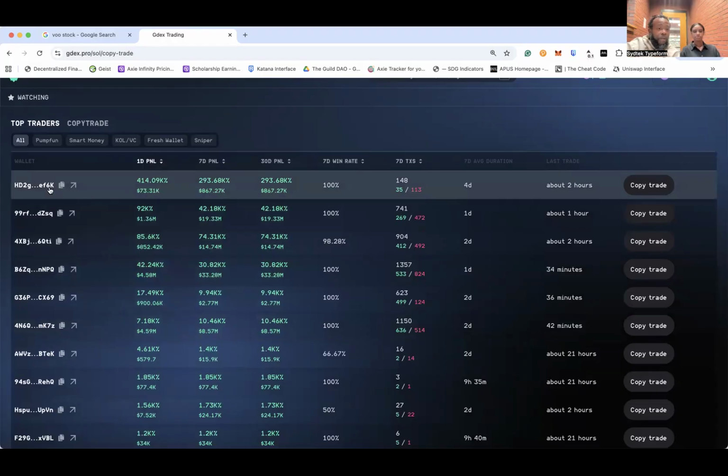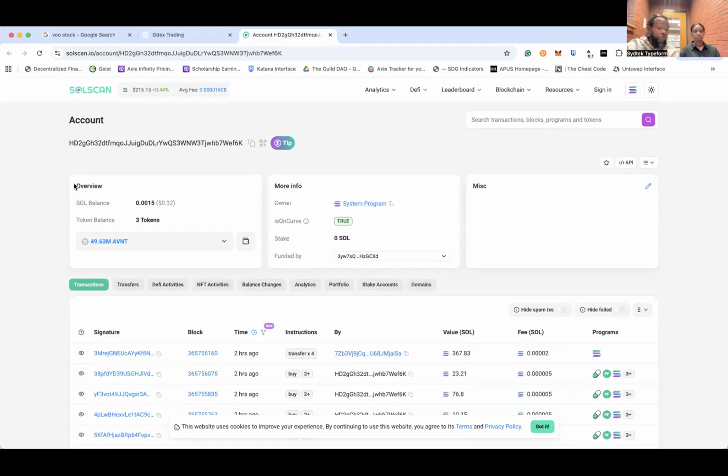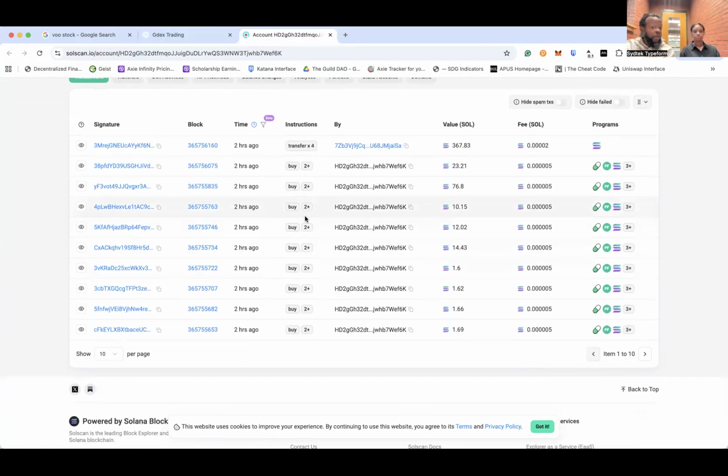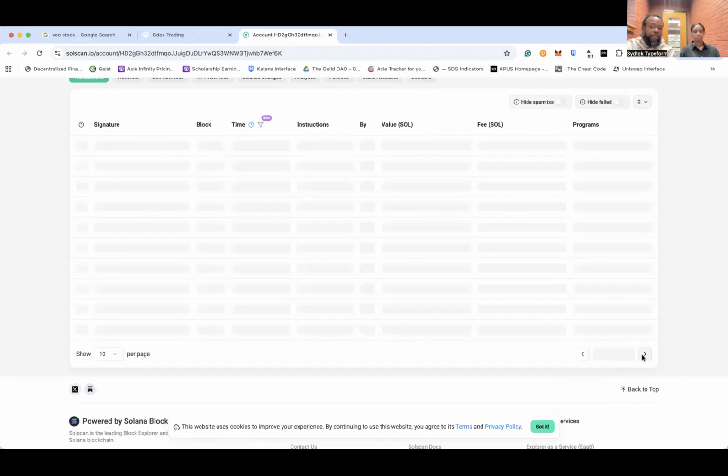Good question, little one. If you have that question, you see this little arrow here? You can go straight on the chain and see what they got. You can go look at that man's wallet or woman's wallet. You can see everything they bought and when they bought it. That's the beauty of blockchain. I can see everything this wallet has done.